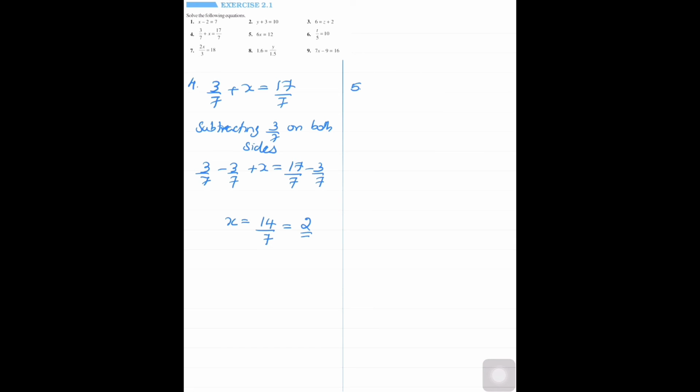Number 5, 6x equal to 12. Dividing 6 on both sides of the equation. 6x by 6 equal to 12 by 6. 6 will get cancelled. x is equal to 12 by 6, which is 2.